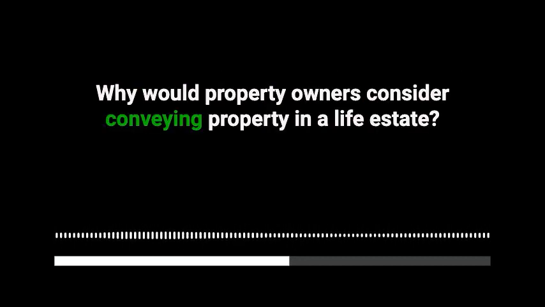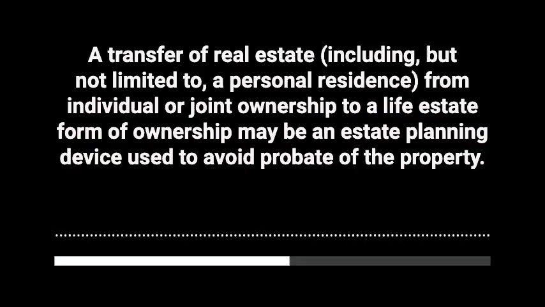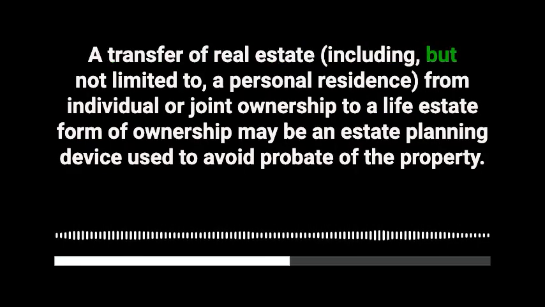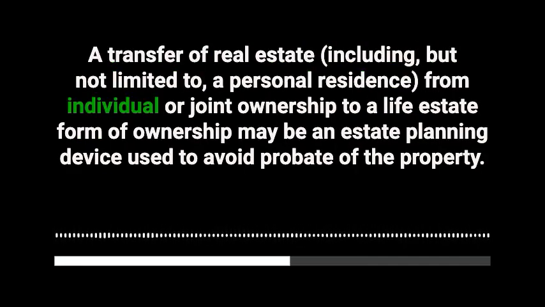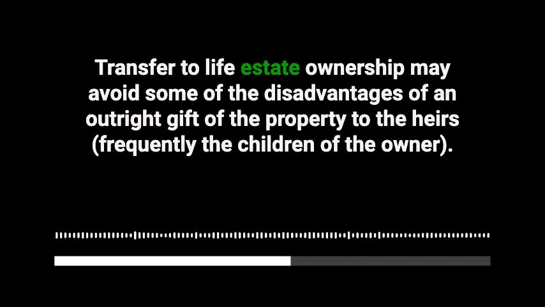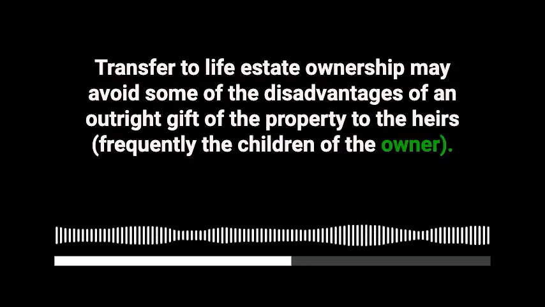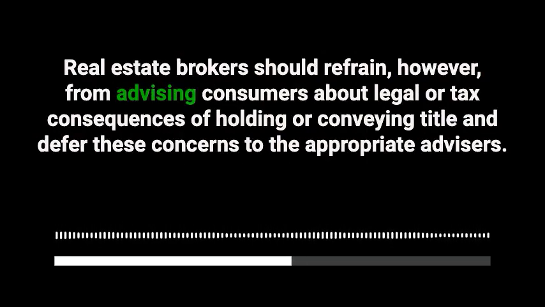Tax advantages. Why would property owners consider conveying property in a life estate? A transfer of real estate from individual or joint ownership to a life estate form of ownership may be an estate planning device used to avoid probate of the property. Transfer to life estate ownership may avoid some of the disadvantages of an outright gift of the property to the heirs. Real estate brokers should refrain, however, from advising consumers about legal or tax consequences of holding or conveying title and defer these concerns to the appropriate advisors.